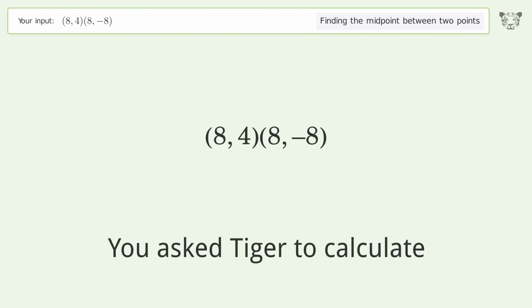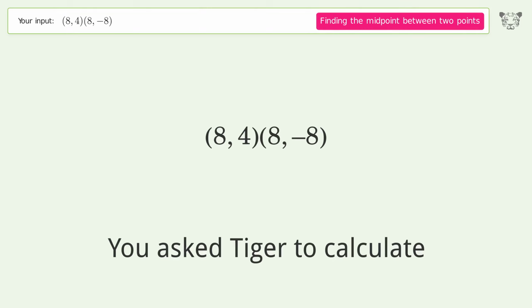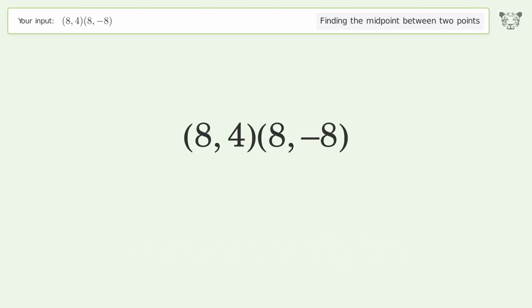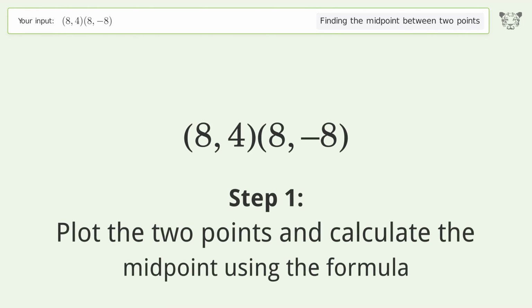You ask Tiger to calculate. This deals with finding the midpoint between 2 points. The midpoint between the 2 points is 8, -2. Let's solve it step by step. Plot the 2 points and calculate the midpoint using the formula.